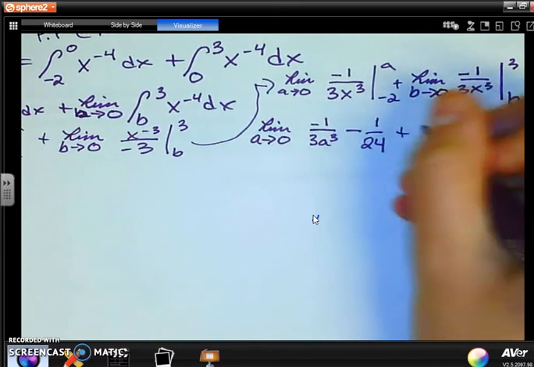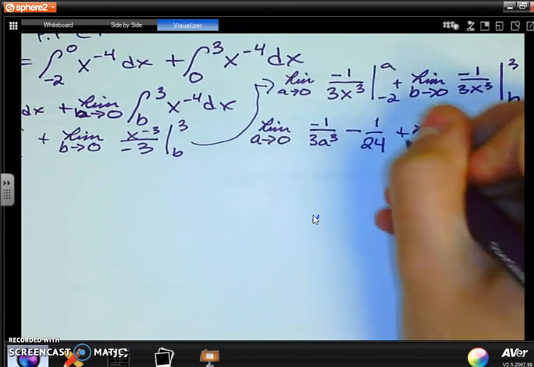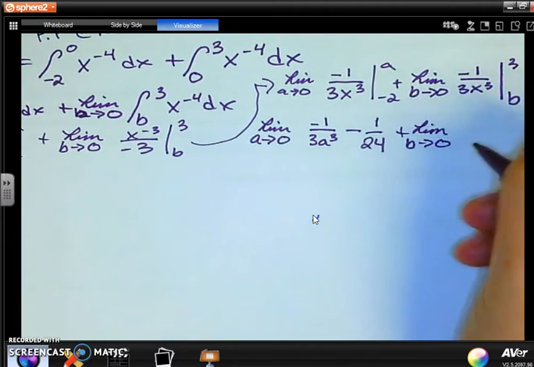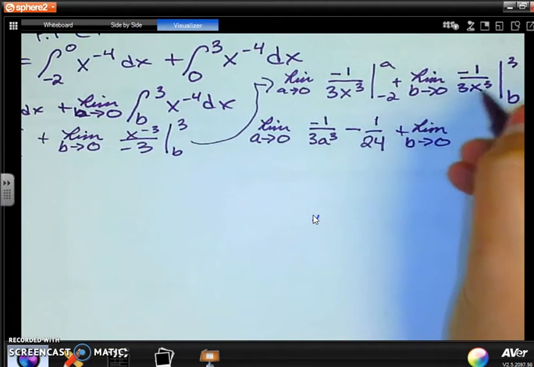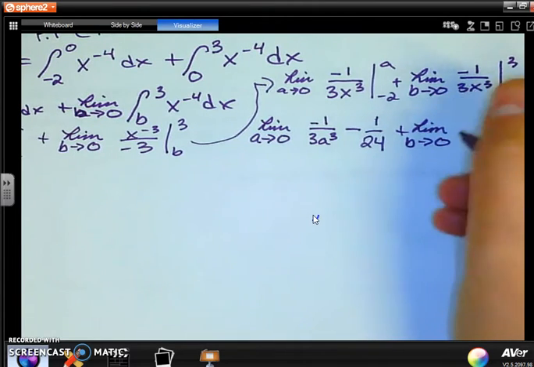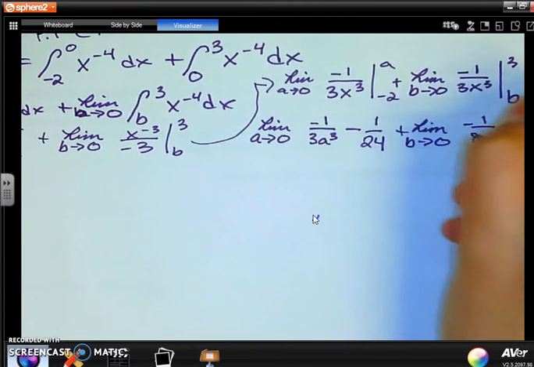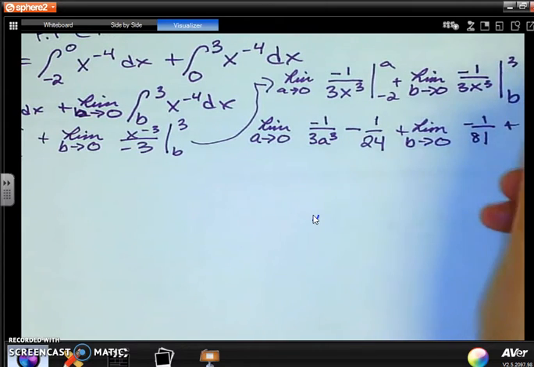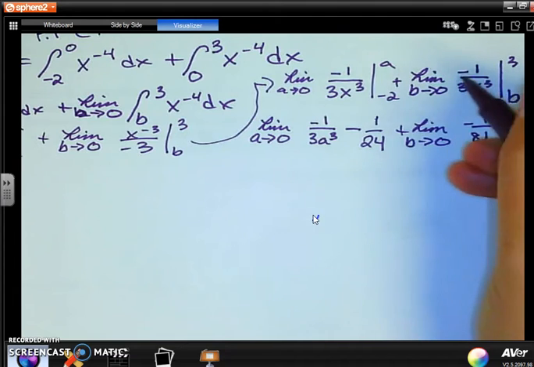and plus, then I have to do the other side, the limit as b approaches 0. And when I plug in a 3 there, 3 cubed is 27, times 3 is 81. Probably didn't mean for these numbers to get quite that big, but that's okay. Plus, well, it'd be minus, but when I plug in a b there, it'll be a negative.